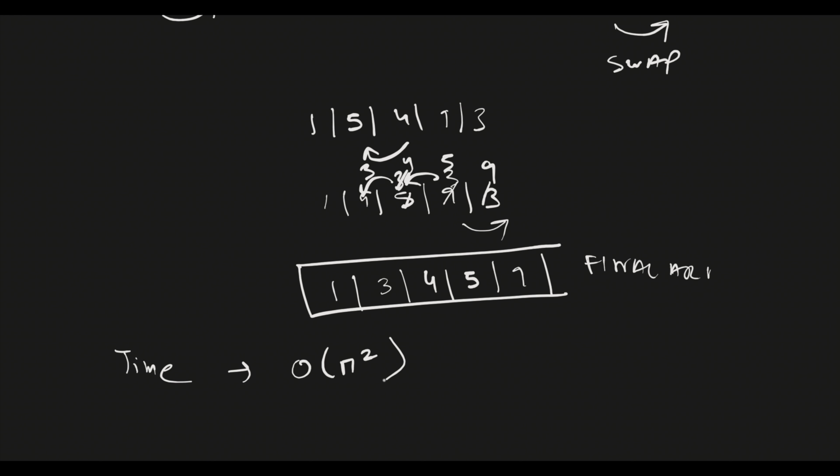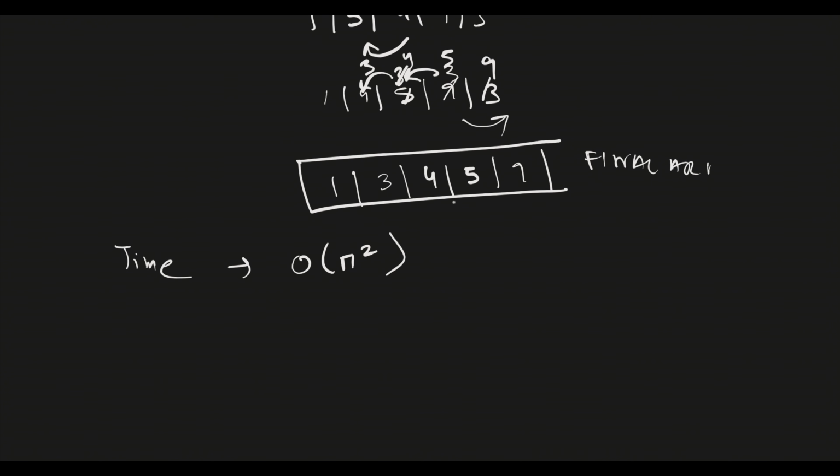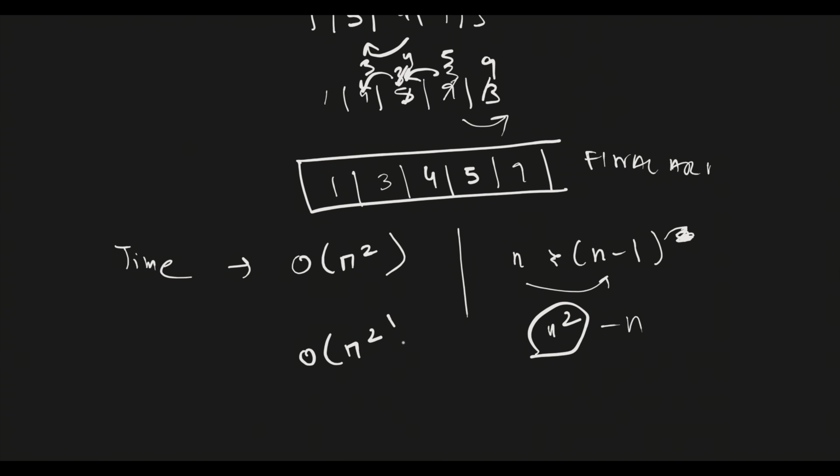So the total number of comparisons, I see here, is n multiplied by n minus 1, not the square. So it would be n square minus n, and we always pick the largest one. So it will be big O of n square in the worst case of complexity.